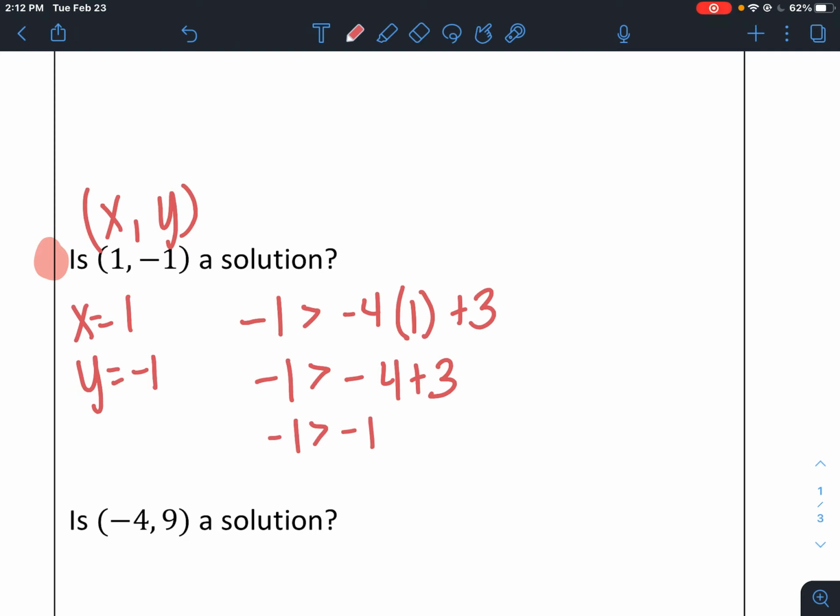Well, you need to think about this one carefully because just looking at it, I'm going to assume that most students are going to be like, yep, solution. Okay, but negative 1, is it greater than negative 1? If I owed somebody $1 and somebody else owes you $1, do I owe you more money than them? No. We each owe $1. So these two are equal numbers. But in this inequality, this symbol is not signifying that they're equal. It's strictly greater than. So for this one, it is not a solution.